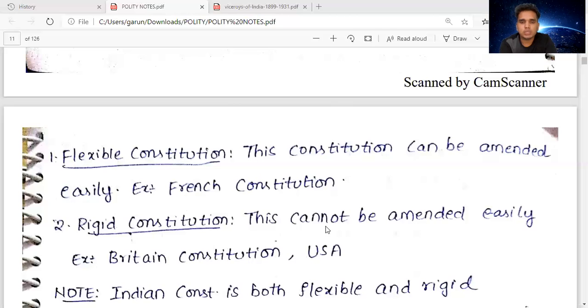Okay, the USA constitution is also a very rigid constitution, but in terms of some things in USA also, there is flexibility. But in USA, the majority of the people are literate basically. But in terms of the USA constitution, it is a very small constitution.